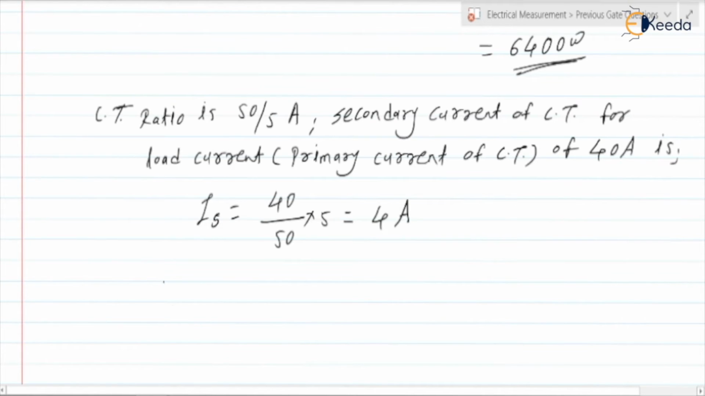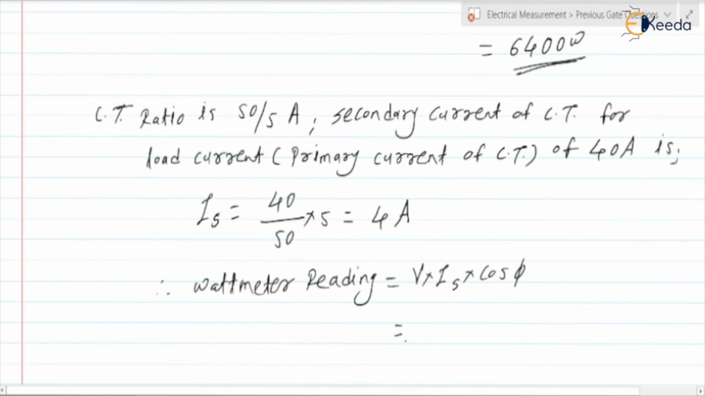Therefore we can write wattmeter reading is nothing but voltage across the potential coil, that is the supply voltage, into current flowing through the wattmeter current coil, that is nothing but your Is here, into cos phi.